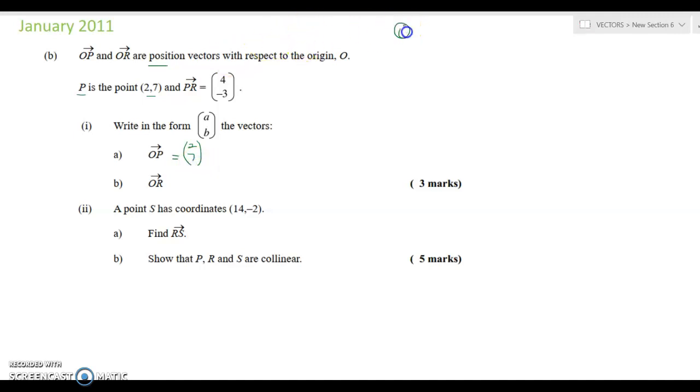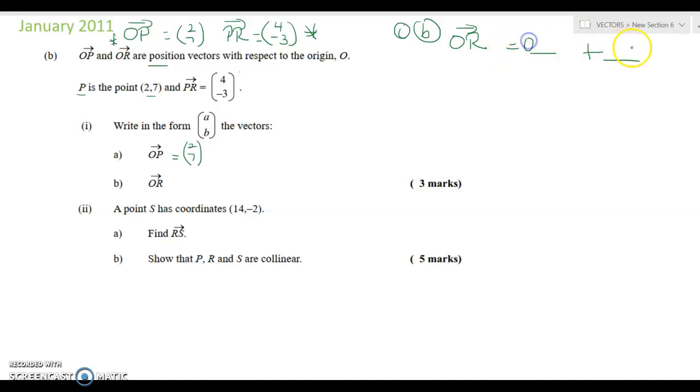So then now part B, we want to find OR. So let's state what we are given so far. We have OP, which is (2, 7), and they gave us PR, which is (4, -3). So they gave us this information here, right? We want to find OR, so we have to add two vectors. What two vectors are we going to add? So we know we want O at the front and then the R there. So what common letter could we put in the middle, right?